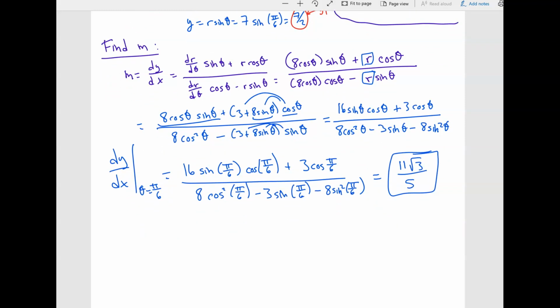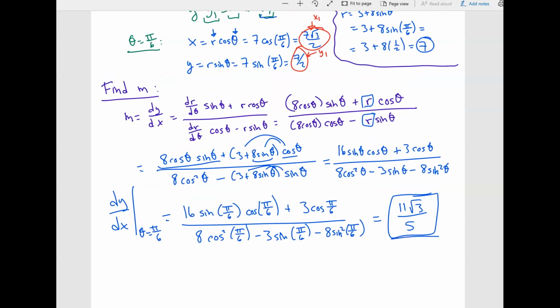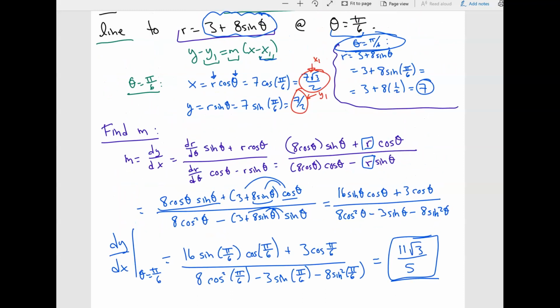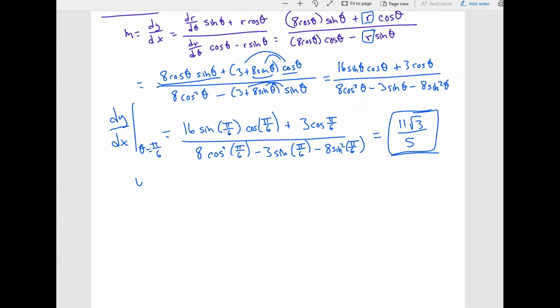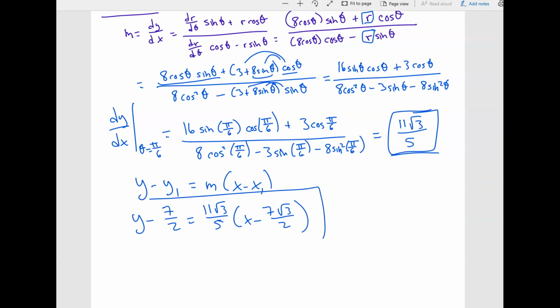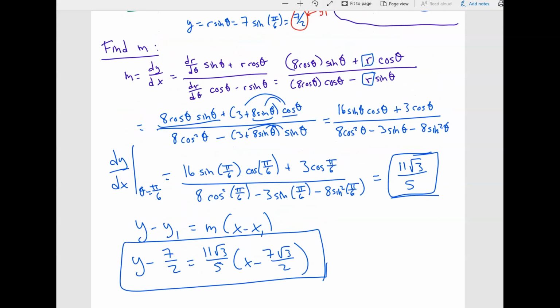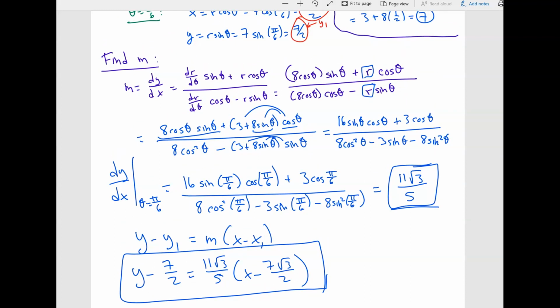So we have our slope, which is our m, and now we have our x1 and y1. Let's do y minus y1 equals m times x minus x1. y1 in this case is 7 over 2, m is 11 square root of 3 over 5, and then x minus 7 square root of 3 over 2. Obviously this is not the most beautiful answer, but let's just leave it like that because you can already see that this is really computational. There are a lot of sines and cosines, and plugging it in can be really scary.